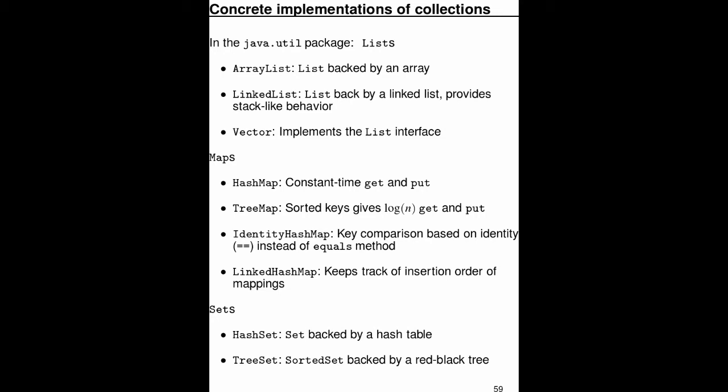A couple of other interesting implementations of map. There's something called identity hash map, which implements the map interface, but changes the semantics slightly in that instead of using dot equals to compare the key values, the keys, to determine whether or not a key is already present in the map, it uses identity comparison, the equals equals operator, instead.